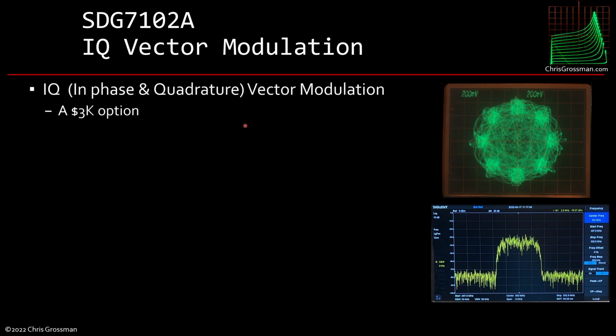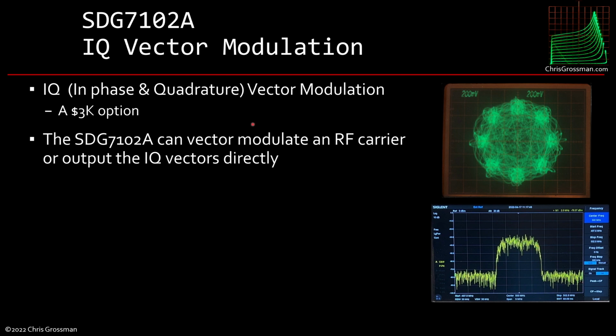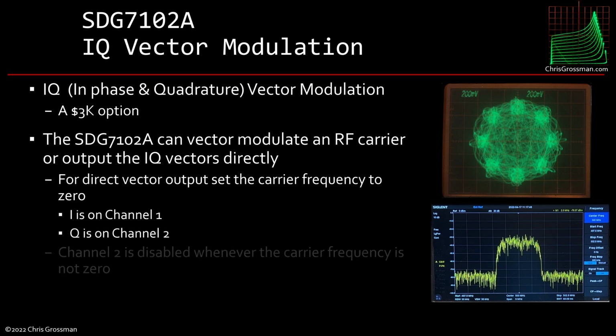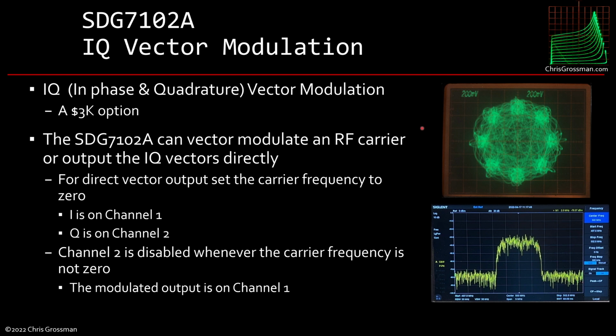IQ, or in-phase and quadrature vector modulation, is a $3,000 option. The generator can vector modulate an RF carrier or output the IQ vectors directly. For direct vector output, set the carrier frequency to 0. I is on channel 1, Q is on channel 2. Channel 2 is disabled whenever the carrier frequency is not 0, and the modulated output is on channel 1.